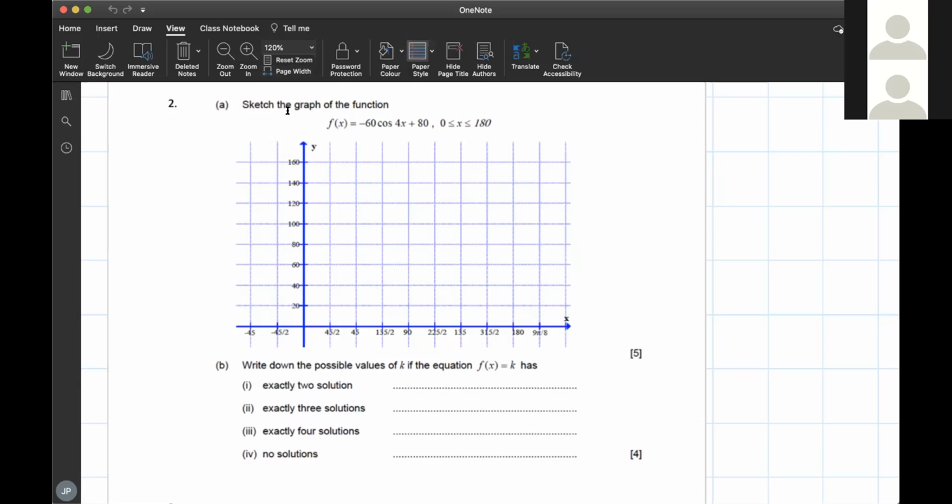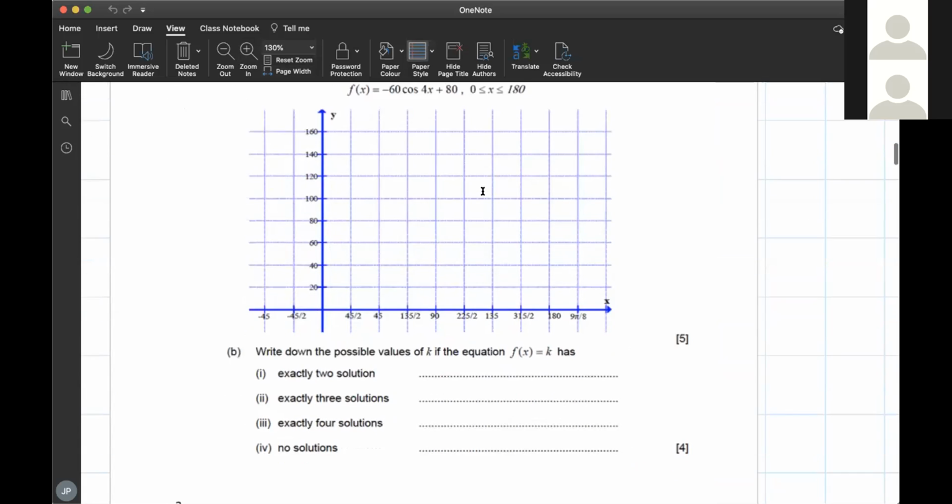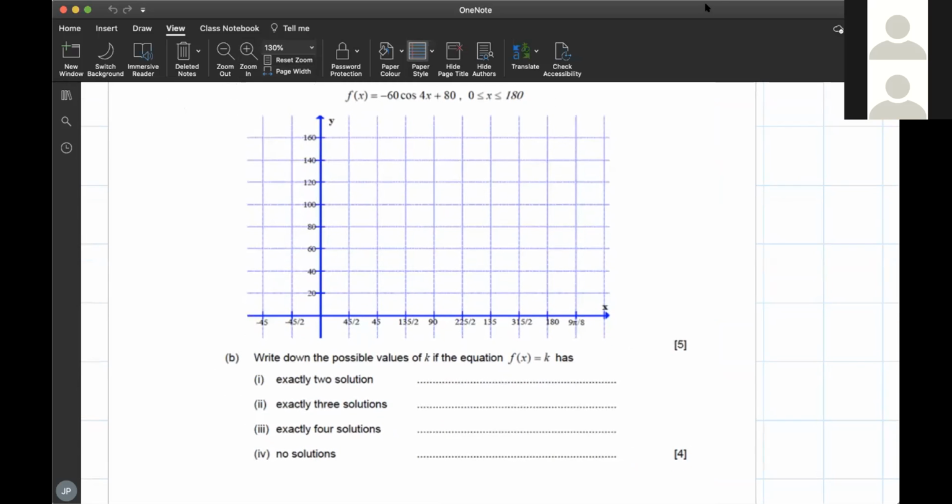So this is a question given to you, okay? But remember they have asked for the domain between 0 and 180, and you're using the same slider option. Okay, go for it. Practice. Practice means practice, huh?